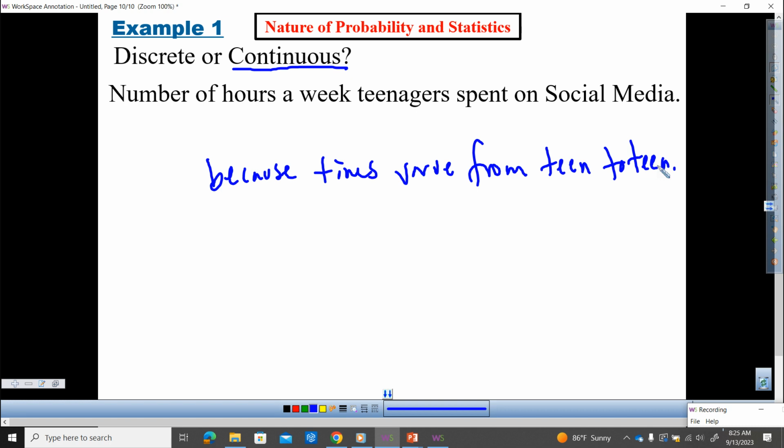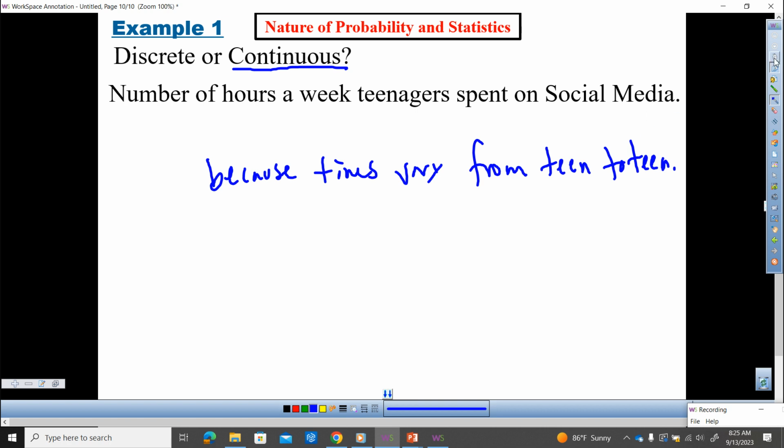Again, number of hours a week teenagers spend on social media. It's continuous because times vary. Is it vary with a Y, right? Not bad. Sorry. Vary from teen to teen. All right. Let's do another one just to clarify.